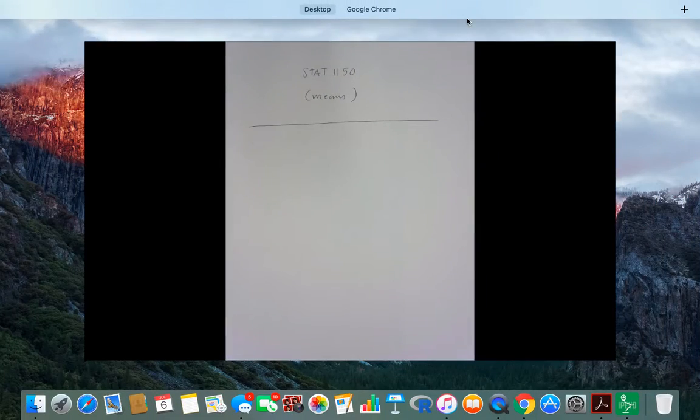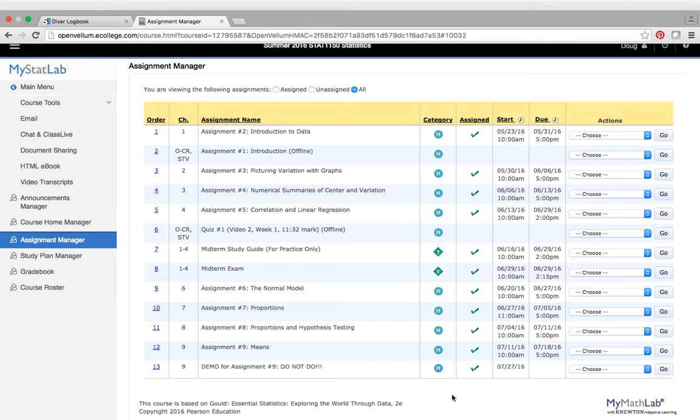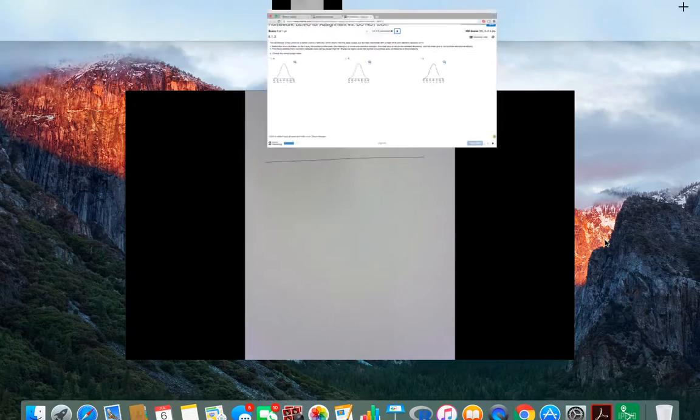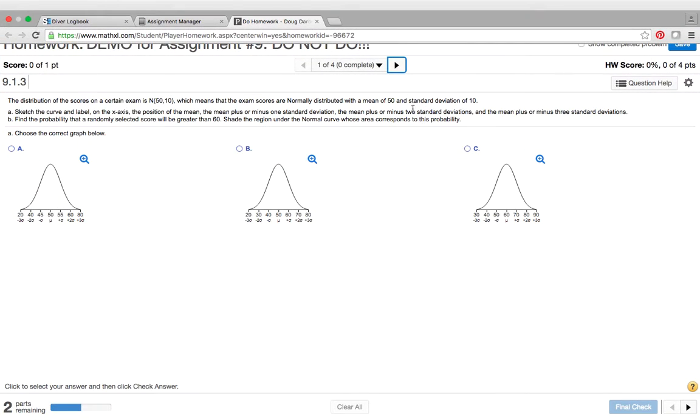So what I've done in my math lab, again, depending on when you're taking the class, this was put up in the summer. I want to work some demo problems for assignment number 9, which is the one on means. So let's do it. I think there are only 4 questions. We'll talk this through together, and I'll not only do the problems, but we'll do a little bit of teaching along the way.